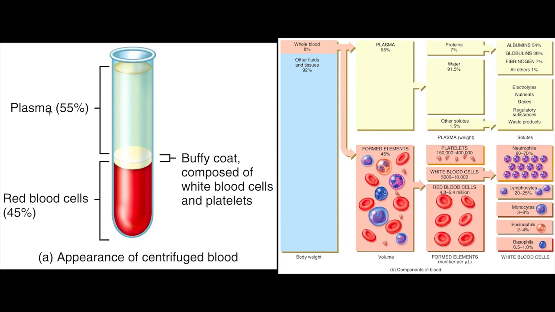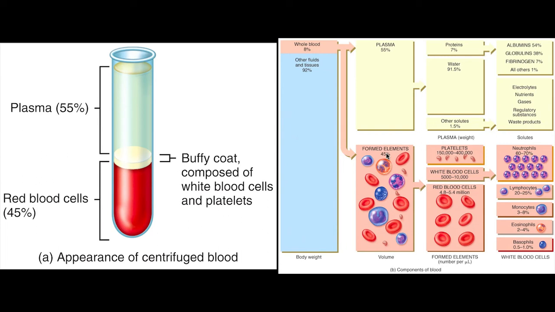In the case of the cells, and well, to technically be precise, we must also say cell fragments. The cells and cell fragments of blood are collectively called formed elements. The cells and cell fragments are broken up into three major groupings. You'll have red blood cells, white blood cells, and also platelets.